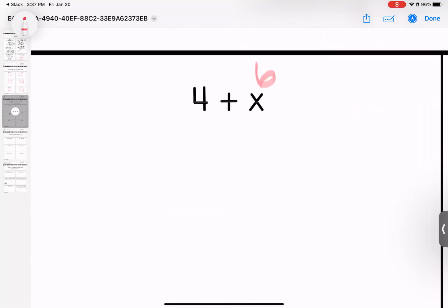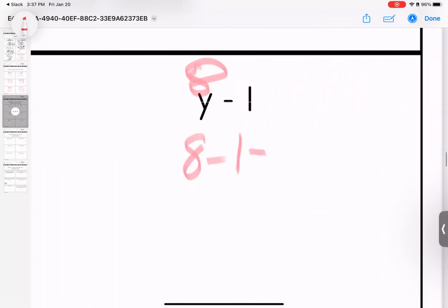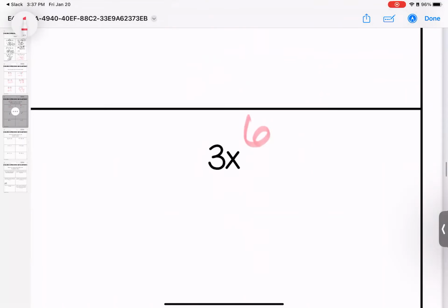So when I substitute, that means I take the x out, which is our placeholder, and I put in the value I want to solve for. 4 plus 6 equals 10. Over here, y is 8. 8 minus 1 equals 7.